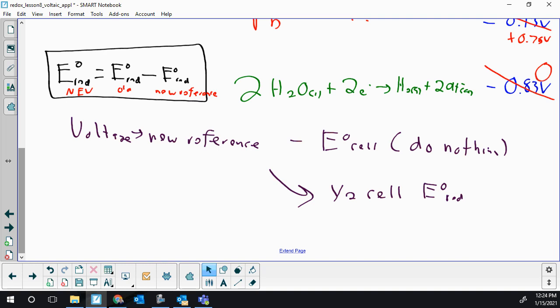So I'll just end. I'm not going to write it down. If we want to know what the top half reaction voltage would be if water was the new reference, I'd take 2.87, subtract minus 0.83, and I would rescale this. So that's the end of switching the reference.